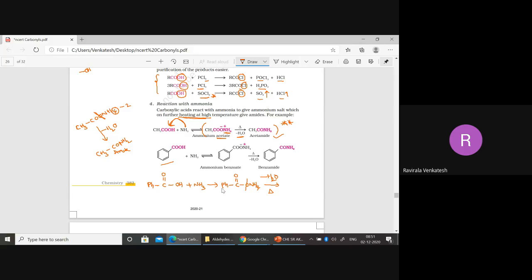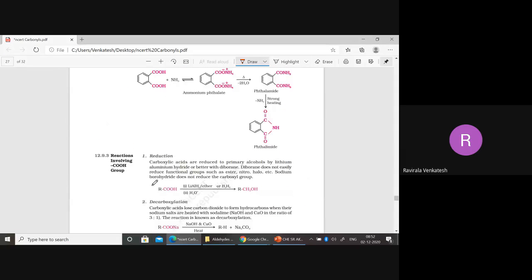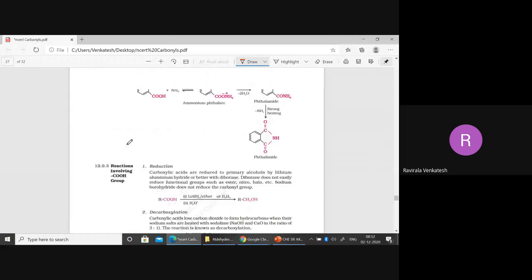Now, remove oxygen and remove 2 hydrogens from this one. Now, what do we get here? Ph C double bond O NH2. Ph is nothing but benzene, and this one is the amide group. So it is called benzamide. Amide group with benzene. So these are the reactions involving the breaking of the C double bond OH bond. Here we are breaking it. With this, this topic is completed. In the next class, we'll see the reactions involving the COOH groups.